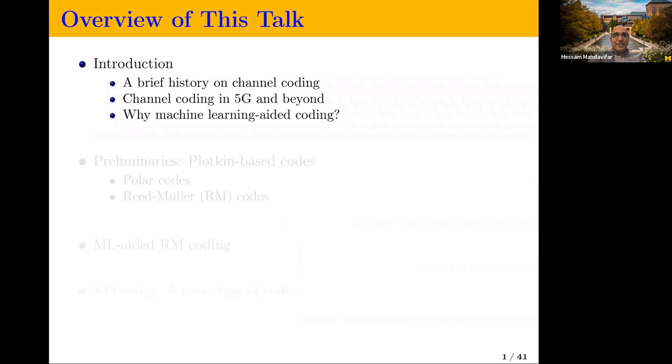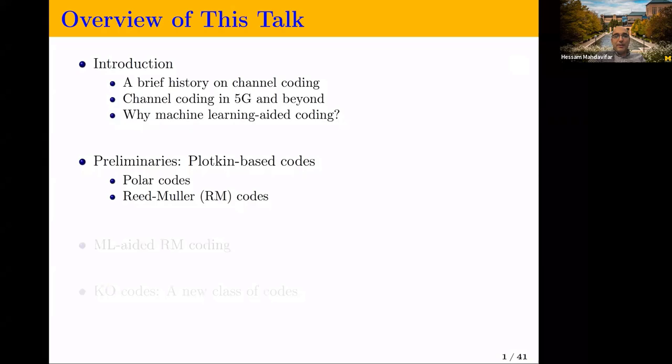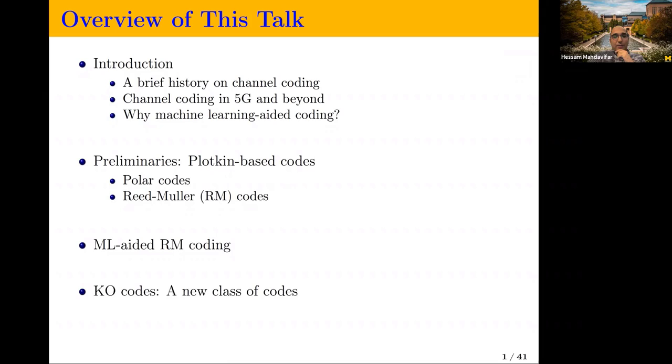I will just start with a brief overview of the talk. A very brief history of channel coding and some of the recent advancements in the wireless industry in 5G about channel coding, and basically talking about the motivation behind looking at machine learning aided channel coding. The preliminaries I'm going to talk about are codes constructed based on Plotkin constructions, which include polar codes and Muller codes. Then I will talk about machine learning aided Muller coding, and a new class of codes that we have designed using neural networks, which we call KO codes.